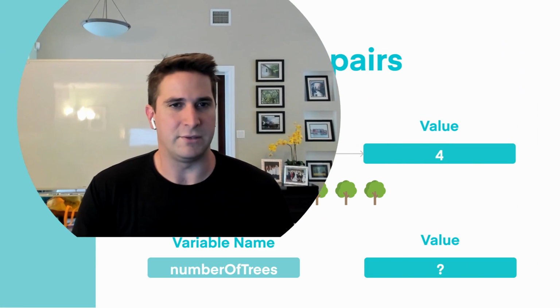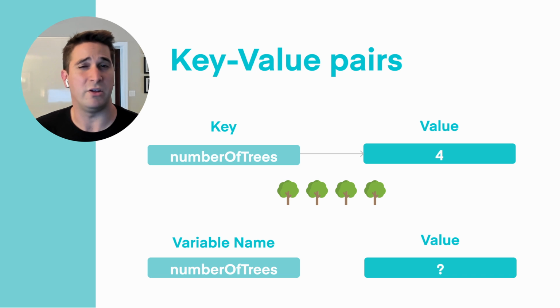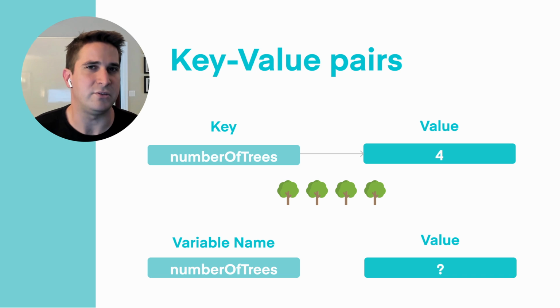The idea of a key value pair is very similar to that of a variable. We have names and values to our variables. Conceptualized a little differently, you have a name that describes something like number of trees. We're going to call that the key. Think of this key as something that can unlock the value. Let's say 4, number of trees is 4. We now pair those two things together.